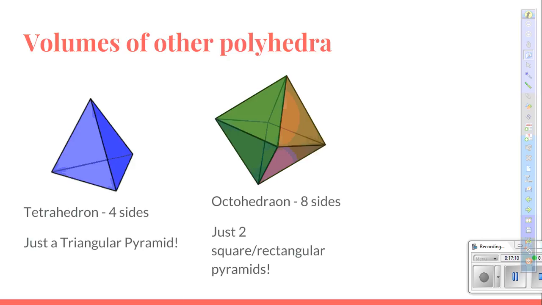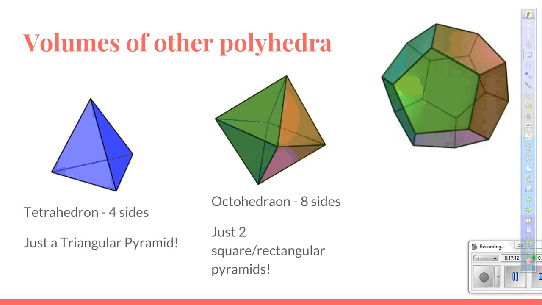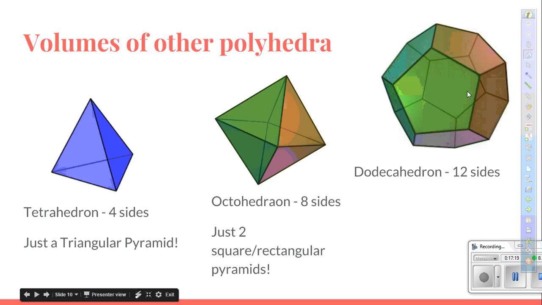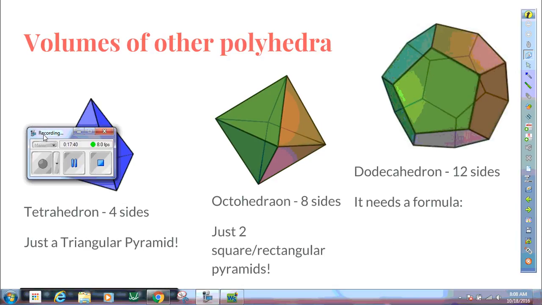Another shape has 12 sides. It's called a dodecahedron. And the regular one is made up of pentagons. So we get a regular dodecahedron with 12 sides. It actually needs its own formula. Okay, it's not made up of a special little pyramid, like this one, where we could get away with using our pyramid formulas to figure it out. It does actually need its own formula, and it is quite an interesting little formula.